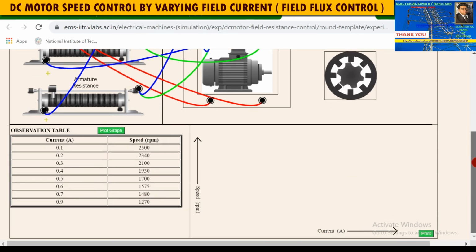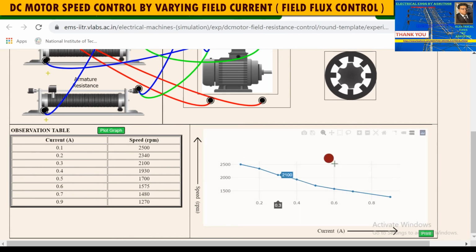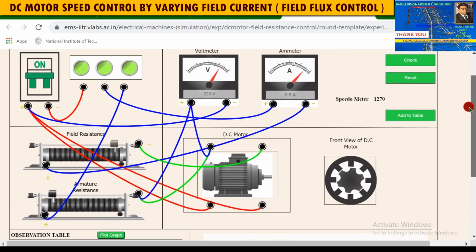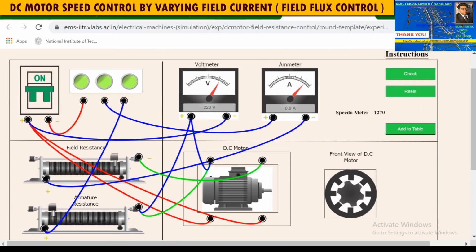And now what you can do, guys, you can plot the graph by clicking on it, and this is the graph we can obtain from here. Okay, the speed on the y-axis and current on the x-axis. So you can clearly see, and you can also draw different graphs for DC series or DC shunt motor. And this is the speed control.